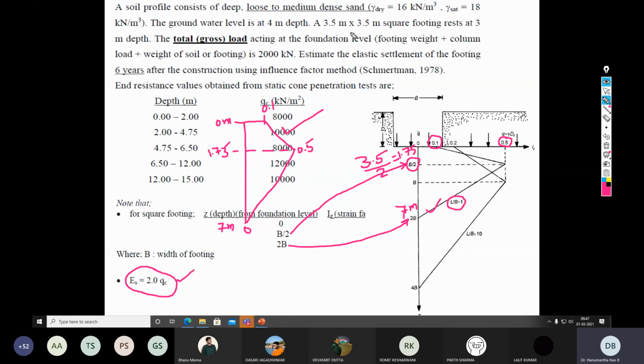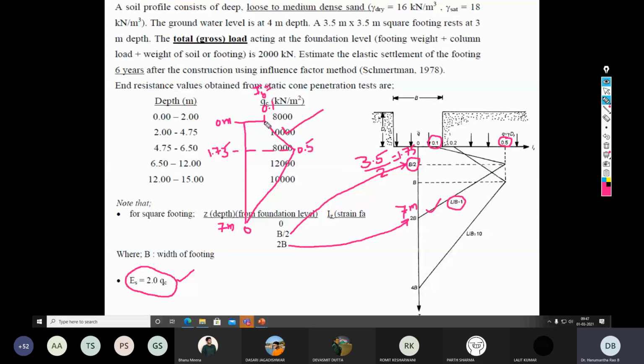Since in our case it is a square footing, where L is 3.5 meter and B is 3.5 meter, L by B is 1, so we need to pick a predefined strain influence factor curve which starts at the foundation level with a value of 0.1. So this is called a strain influence diagram. I have considered the foundation level as 0 meter, and corresponding to which, based on this diagram, the strain influence factor value is picked up as 0.1.